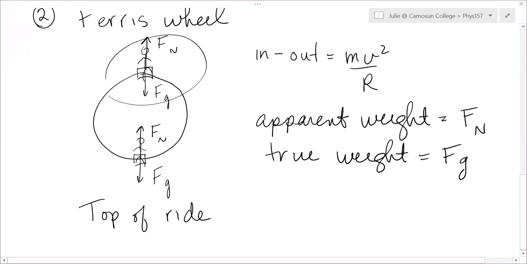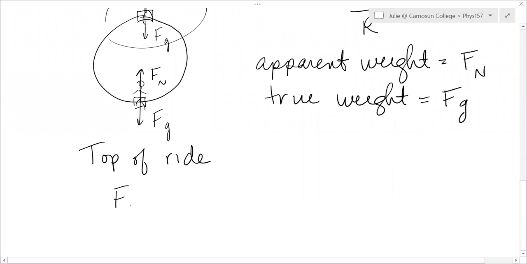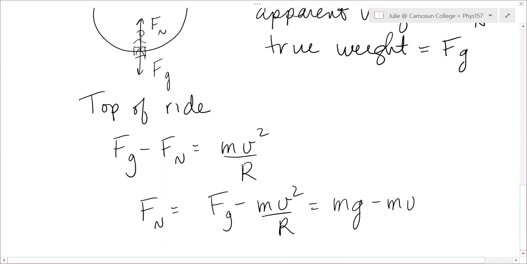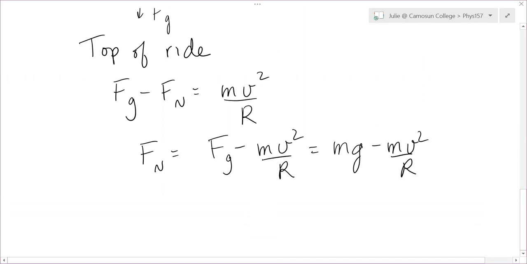Okay, so in would be Fg and out would be Fn. And this would be mv squared over r. Okay, so if we solve this for Fn, our apparent weight, we get Fg minus mv squared over r. Now I can write this as mg minus mv squared over r. And so I can factor out the m, because notice how we're not told m. We're going to have to do something about this m.